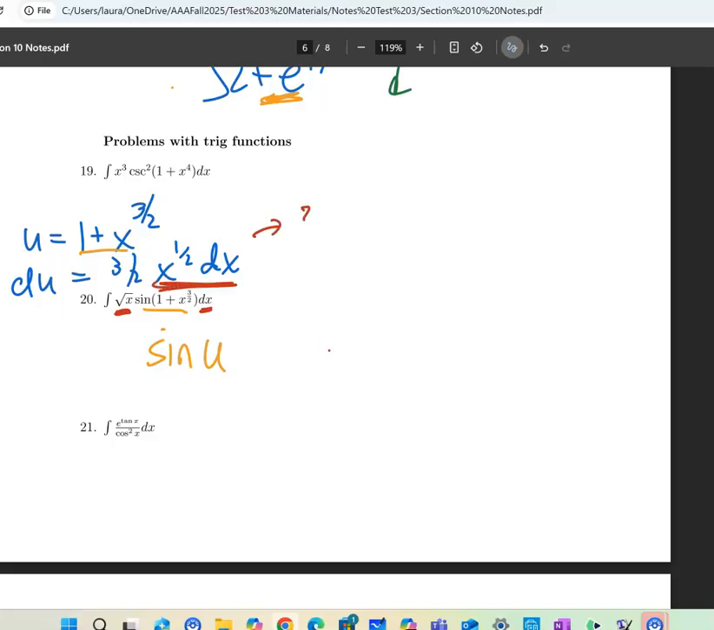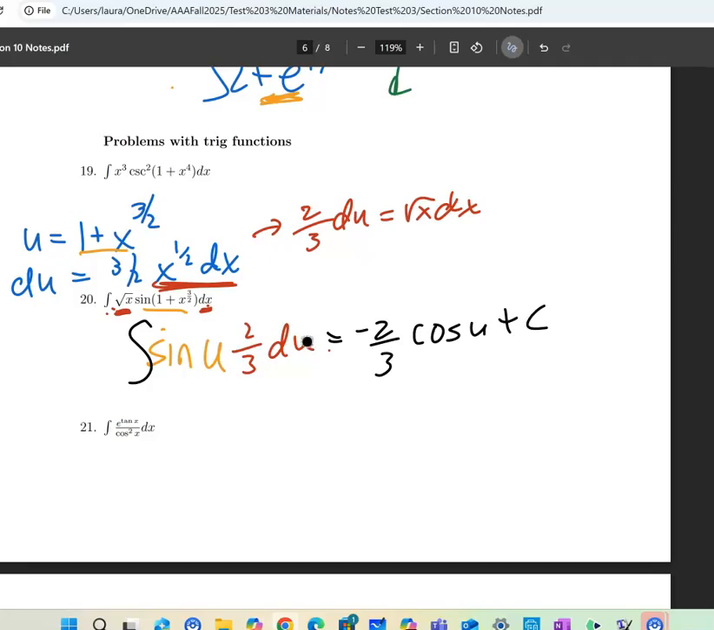So I could say 2/3 du is root x dx. So I don't have to have them written beside each other. I just know I'm putting in a 2/3 du. And again, the only thing that carries is the integral sign. So I can take the 2/3 outside, and I know the integral of sine is negative cosine plus c, negative 2/3, and cosine of the angle plus c.